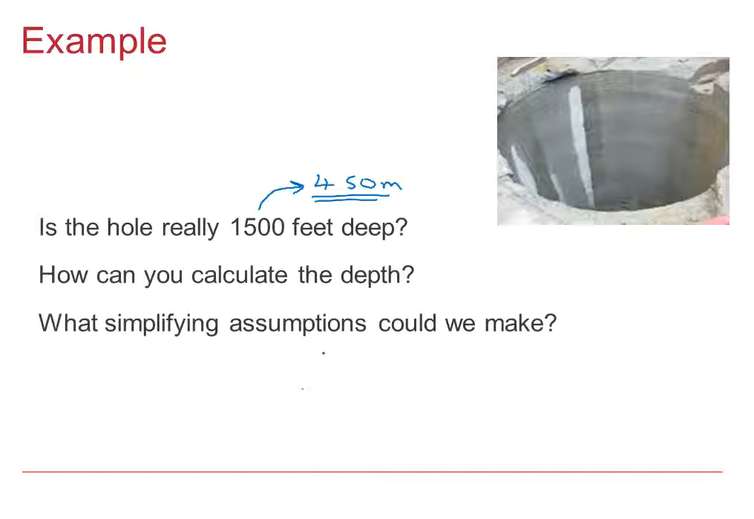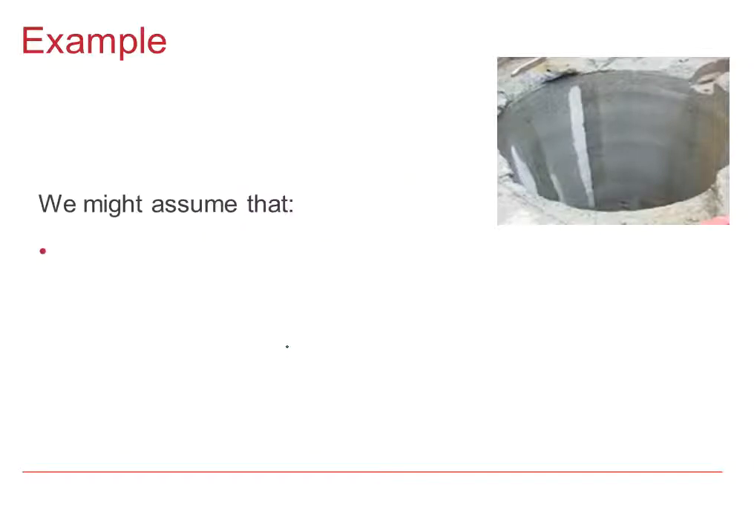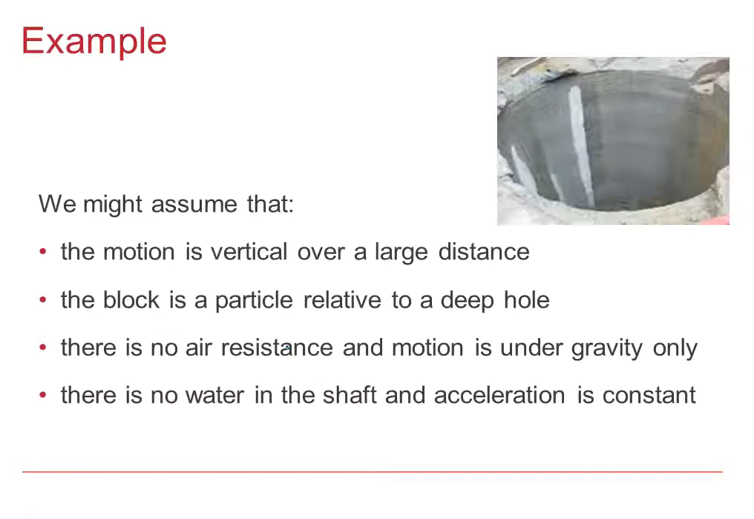Before we look at the maths behind solving a problem like this, let's focus on the assumptions. What might we need to assume about that problem that we've just watched? Some of the key assumptions we might make are that the motion is vertical because of the large distance involved, the block can be treated as a particle relative to the deep hole, there is no air resistance, the motion is under the effect of gravity alone, and there's no water in the shaft, and therefore the acceleration is constant. So these are key simplifications to the problem.